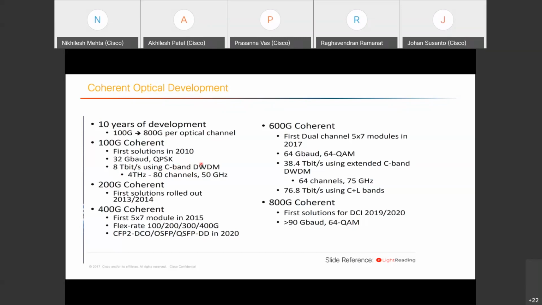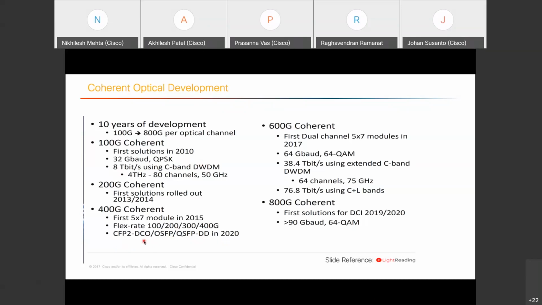Now in 2013-14, 200 gig coherent came. Then in 2014, 400 gig came. So it was more flexible. You were able to use 100 gig, 200 gig, 300 gig, and 400 gig flex rate. And there were different solutions for this, like CFP2 DCO, OSFP, QSFP-DD, which is coming in 2020. So these are different solutions which use 400 gig coherent technology.